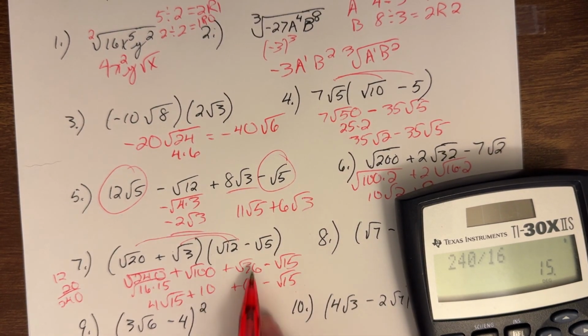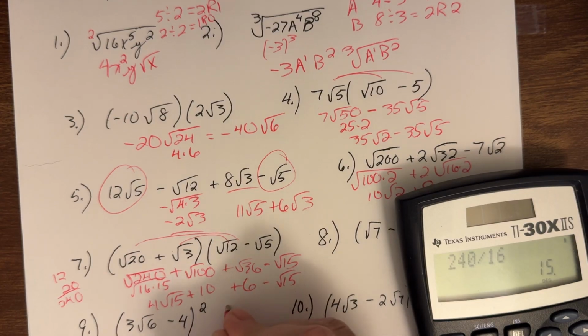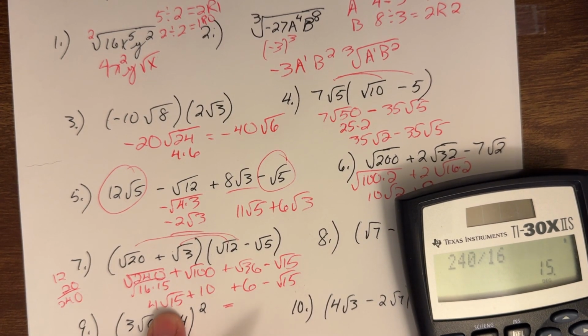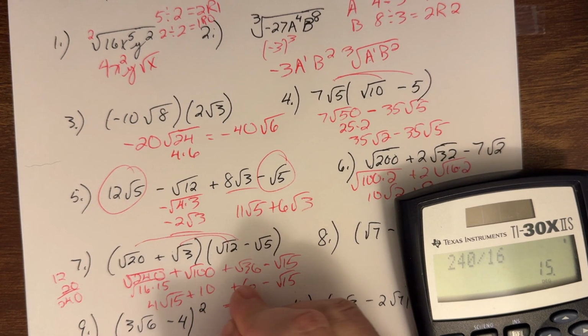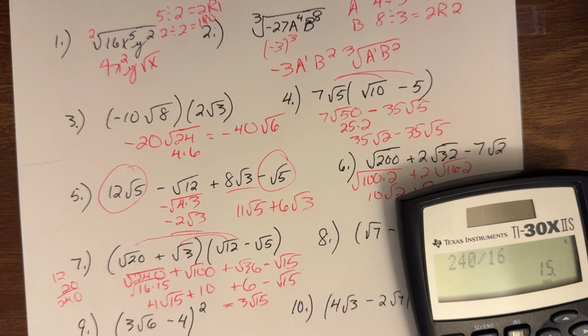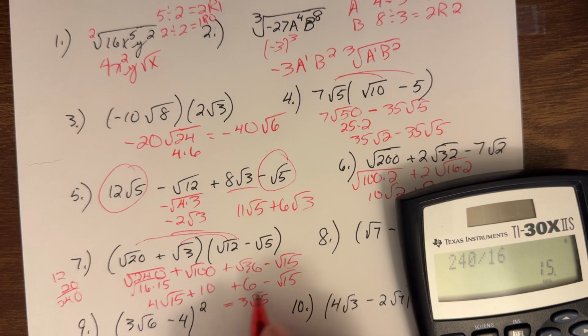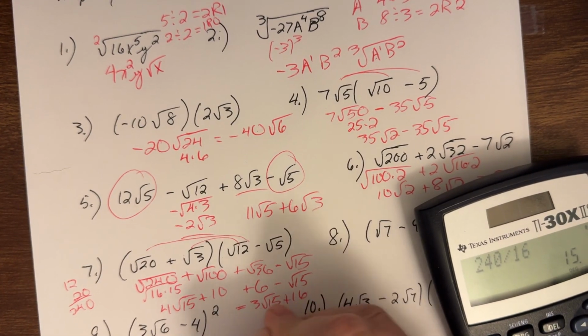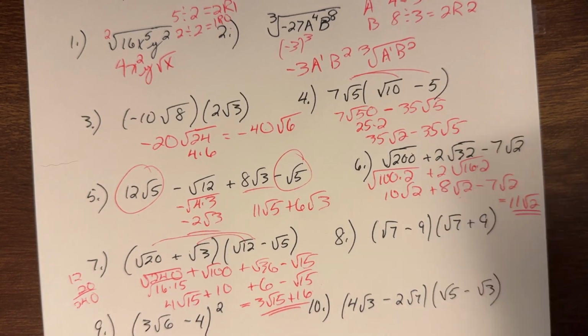I got a 10 from here, a 6 from here, and the minus radical 15 here. Look at my like terms. 4 radical 15 minus radical 15 is 3 radical 15. And the 10 plus 6 is 16.